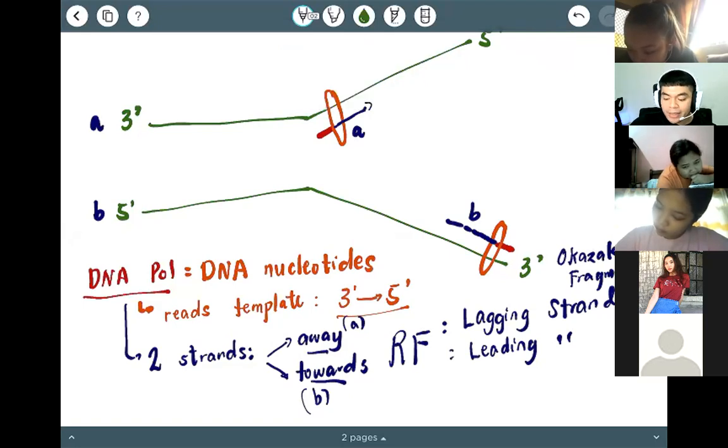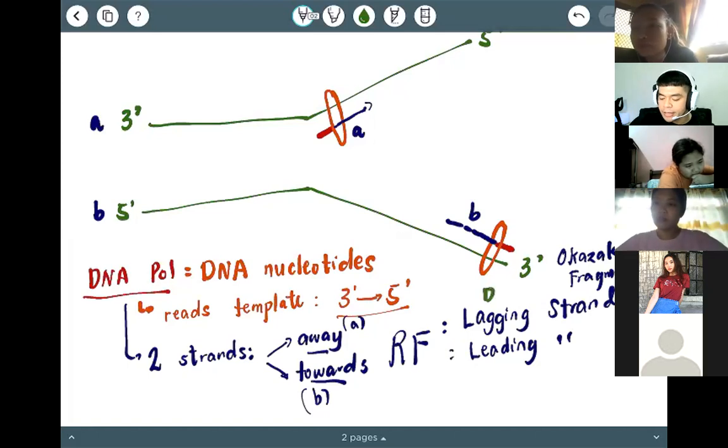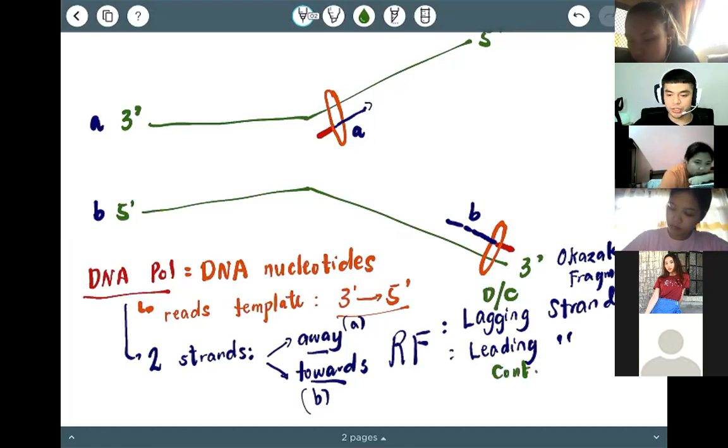Now, tandaan din, kapag lagging strand, as the term suggests, it is a discontinuous strand. And then, kapag naman leading, continuous.